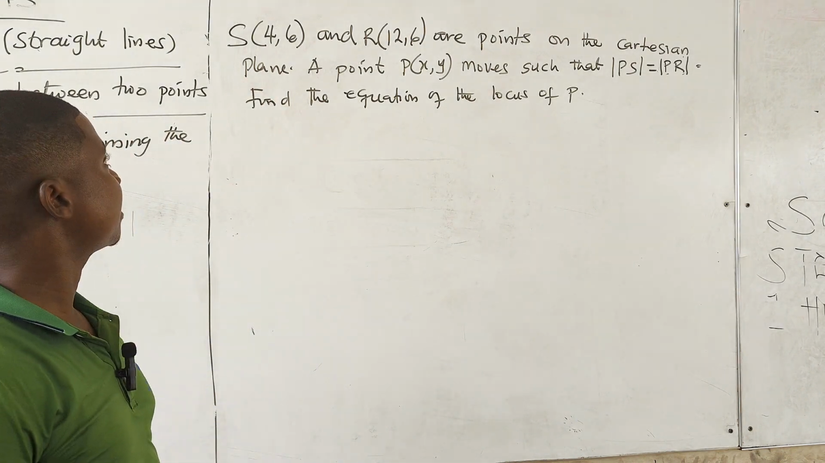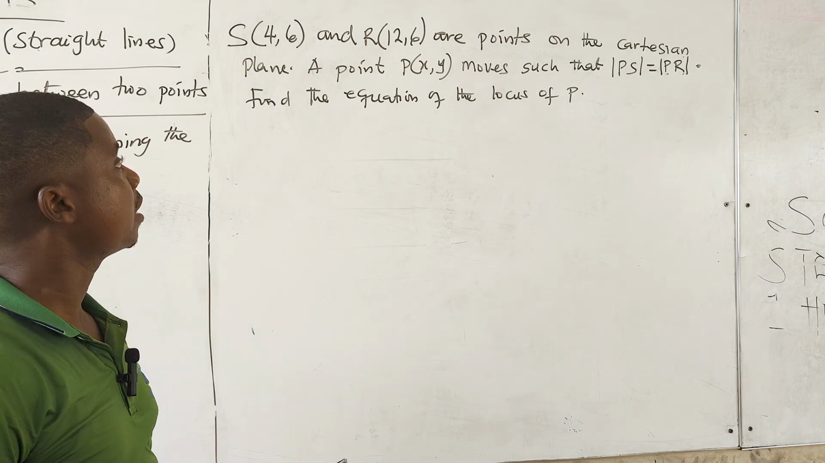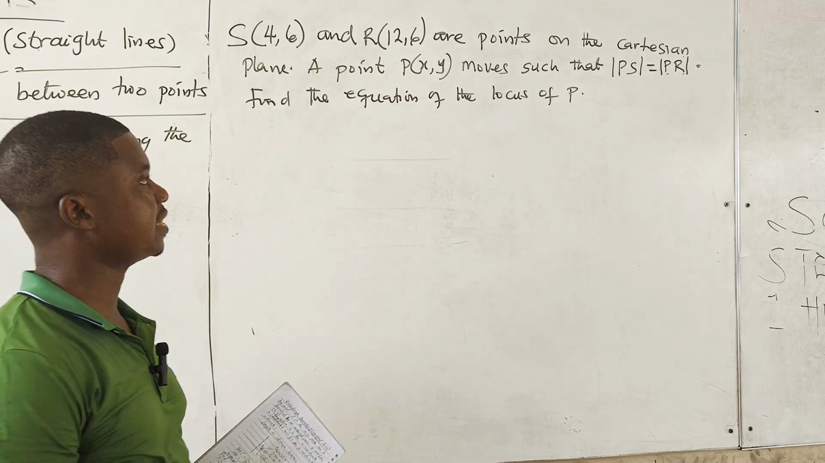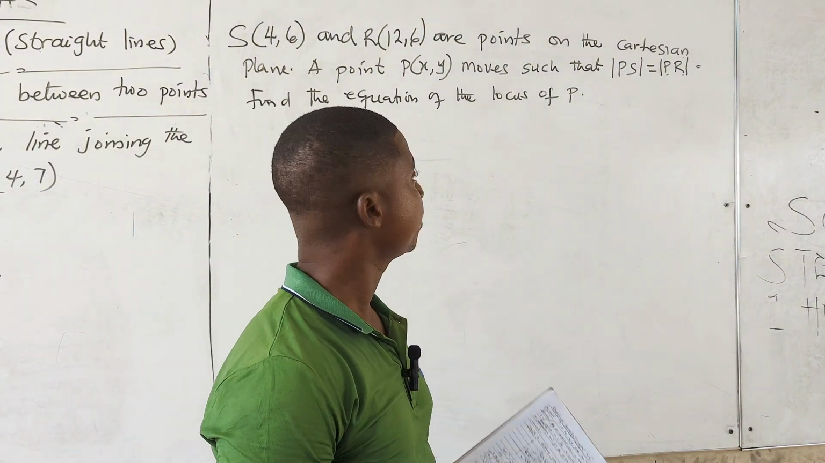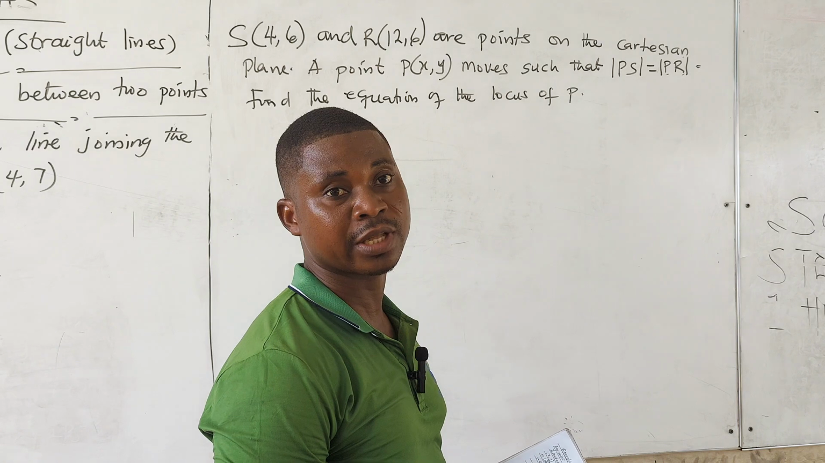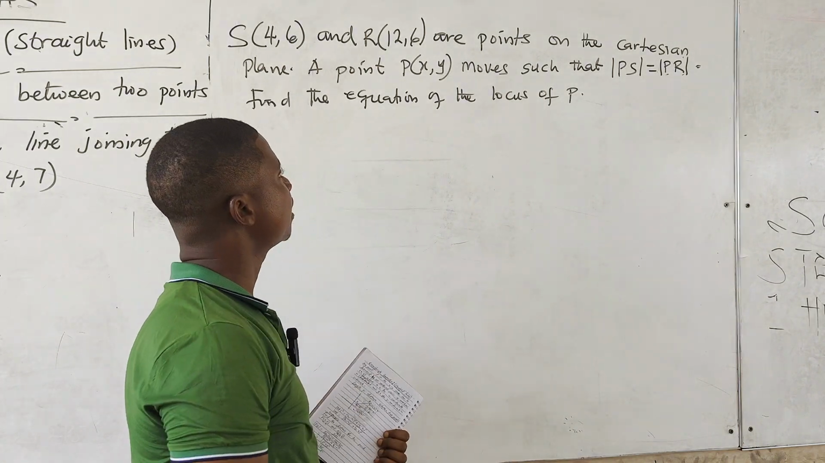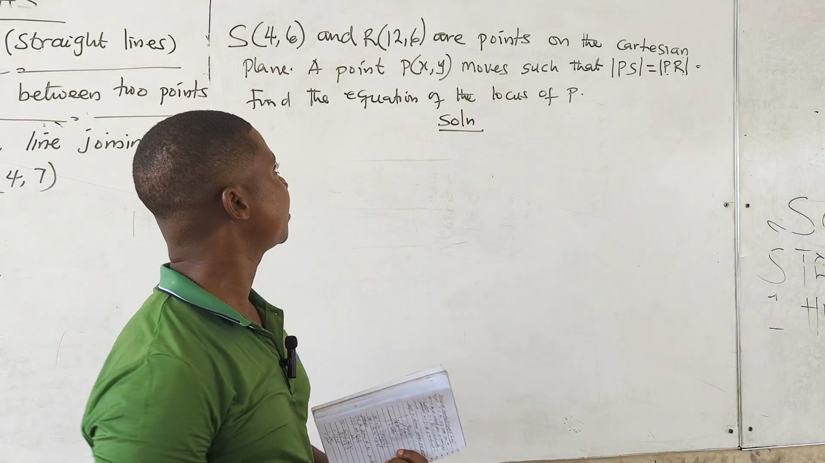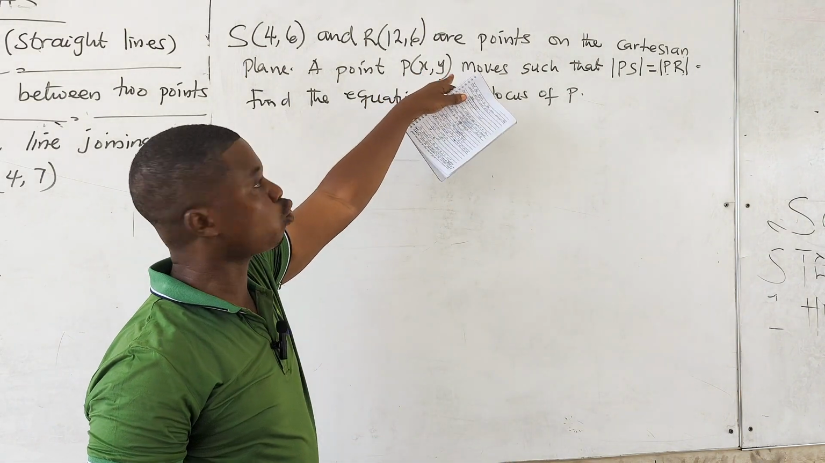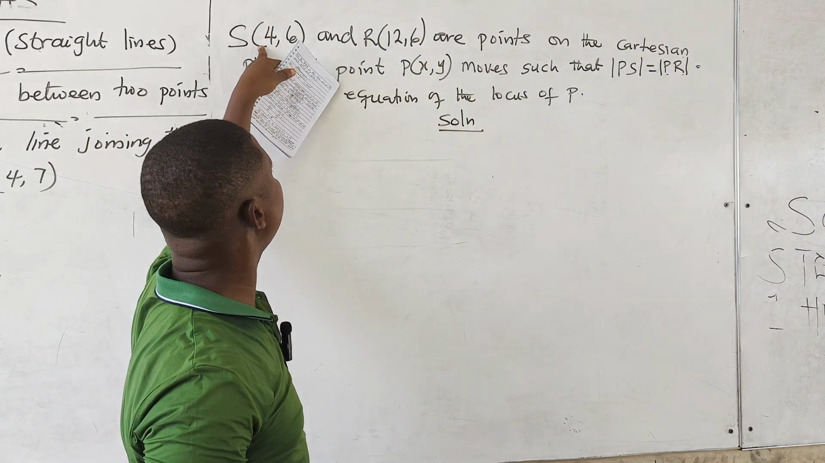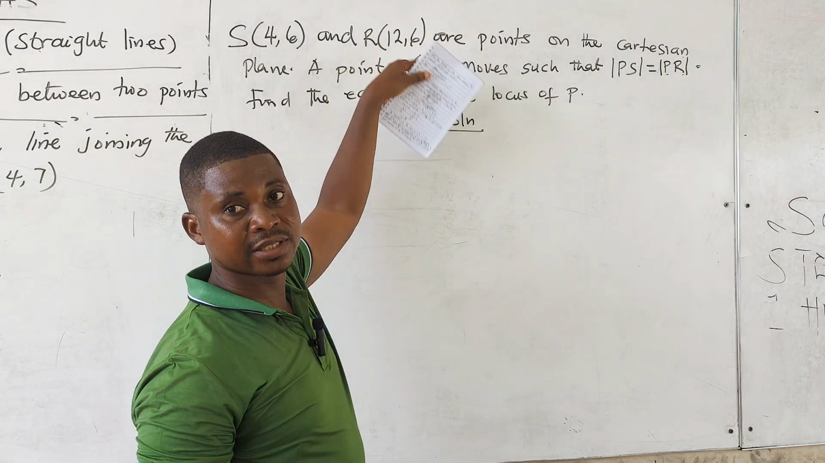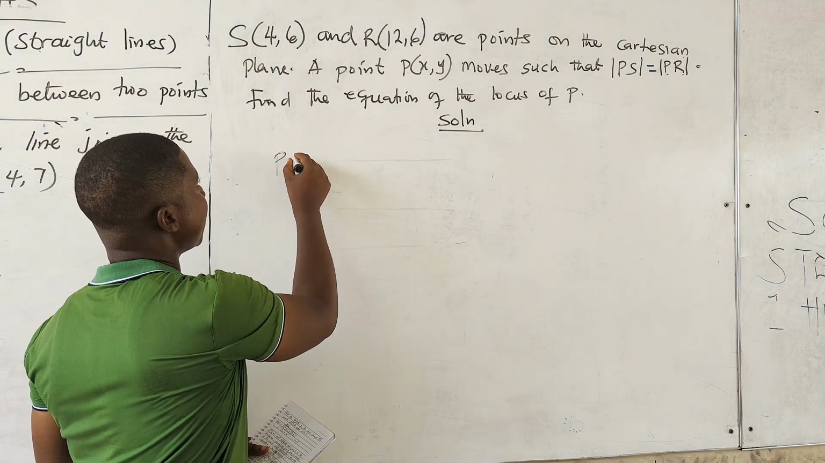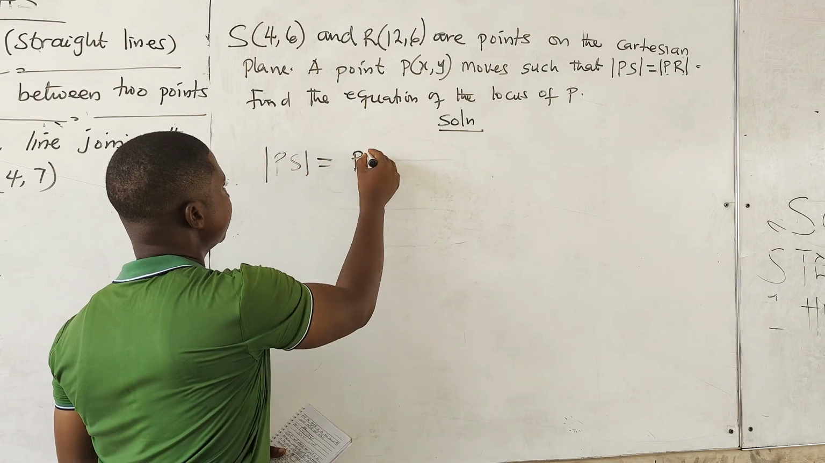S(4, 6) and R(12, 6) are points on the Cartesian plane. A point P(x, y) moves such that the distance PS is equal to the distance PR. Find the equation of the locus of P. So with this, it means we are going to apply the distance formula. We've been given P to be (x, y), S to be (4, 6), and R to be (12, 6). But from the question, PS is equal to PR.